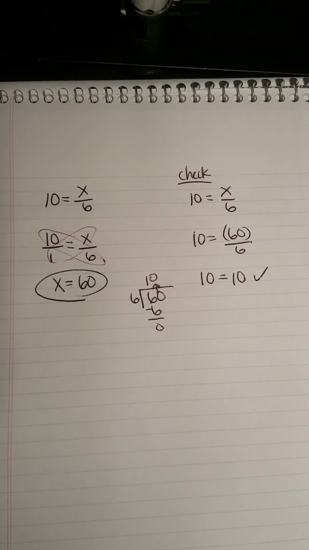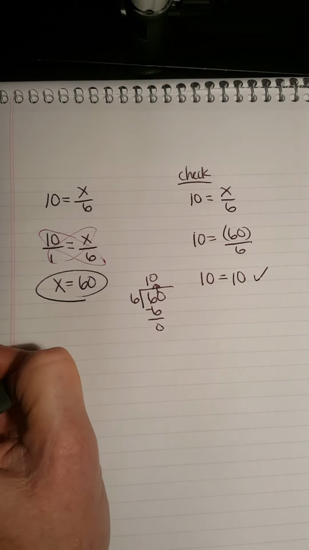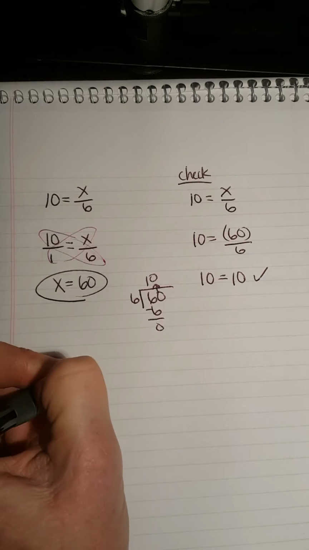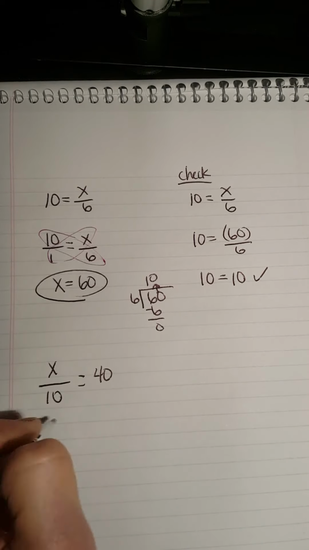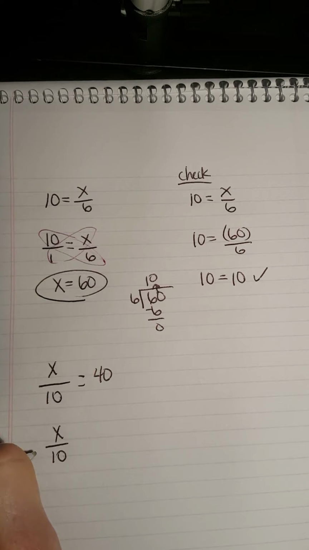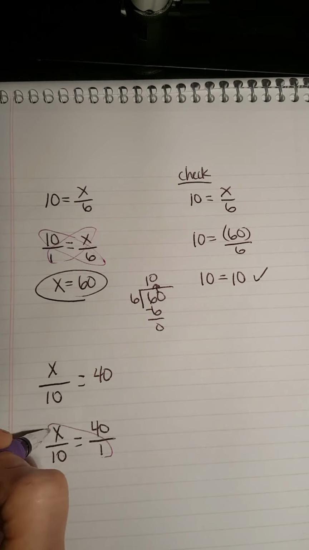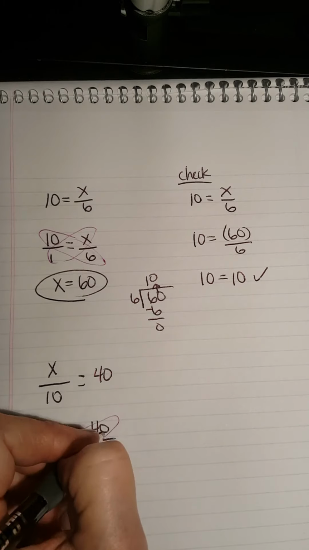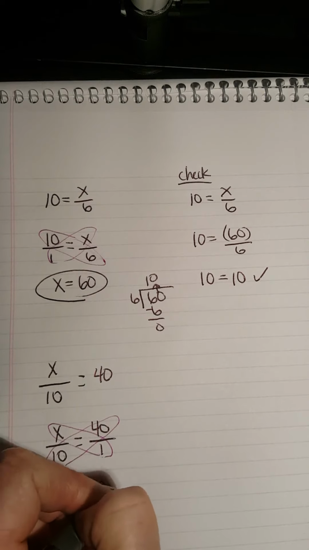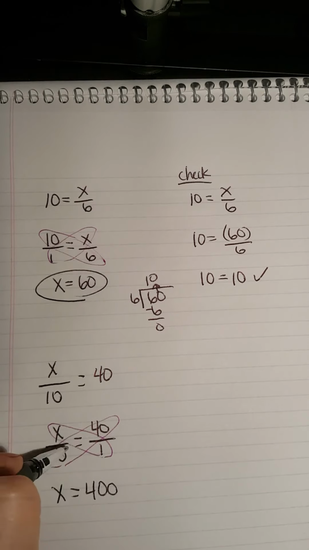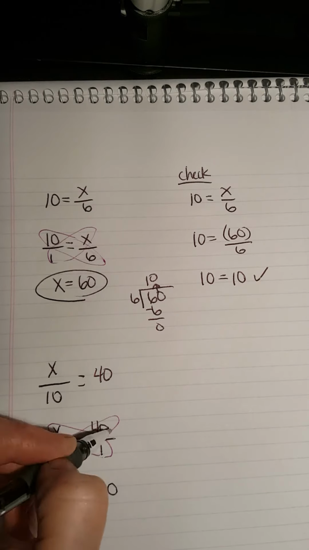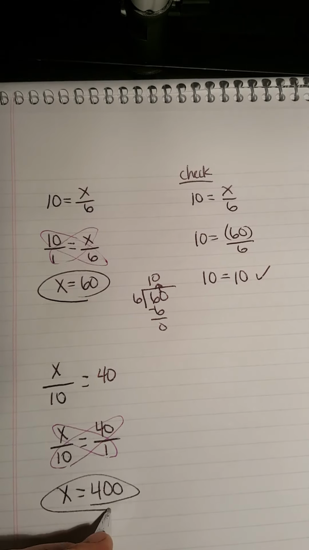All right, last one for today. I have x divided by 10 equals 40. So this is going to be rewritten as x divided by 10 equals 40 over 1. Cross multiply. I have x is equal to 10 times 40, which is 400, right? It's just 1 times 4, which is 4, and then you add the zeros. So this is my answer.